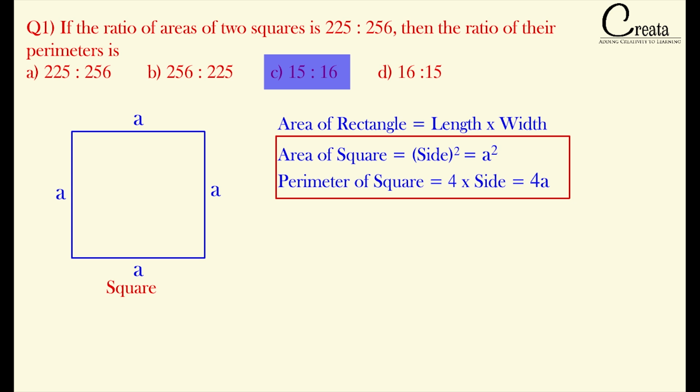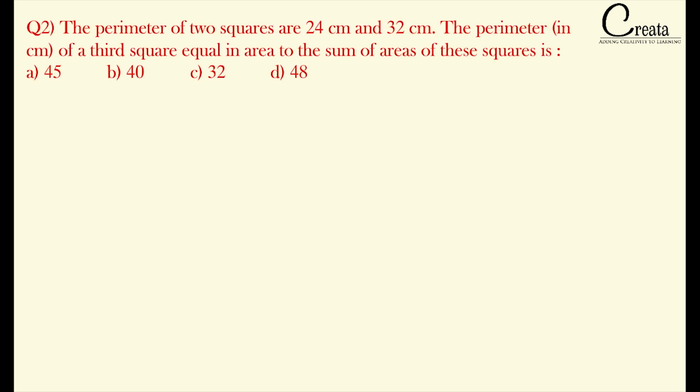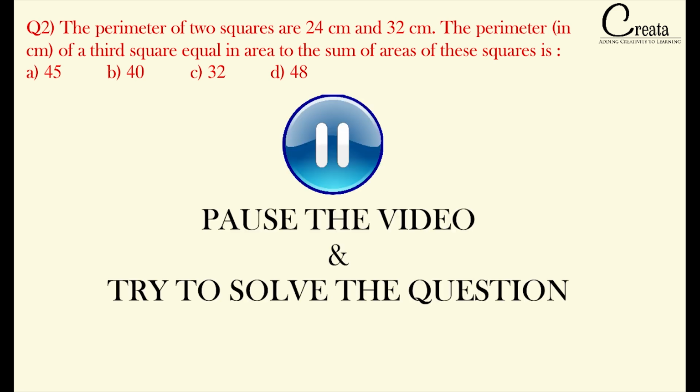So let's move to the next question. The question is, the perimeters of two squares are 24 cm and 32 cm. The perimeter in centimeters of a third square equal in area to the sum of areas of these squares is, 4 choices are given.